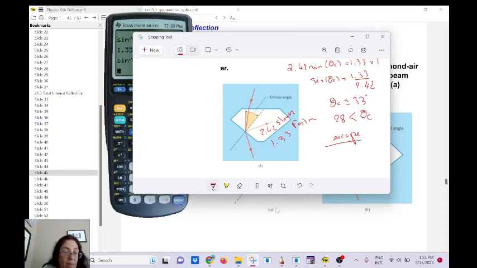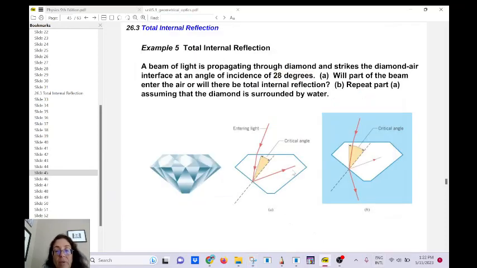Okay, these problems come from the book by Johnson and Cutnell. It's an algebra-based book, and it's a very good textbook if you want to review for your MCATs.